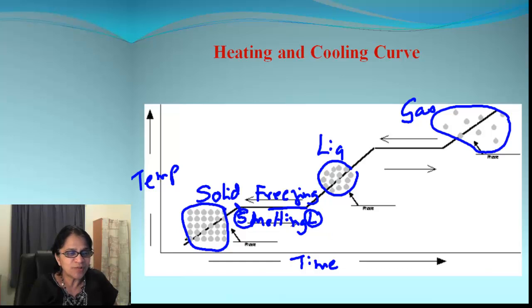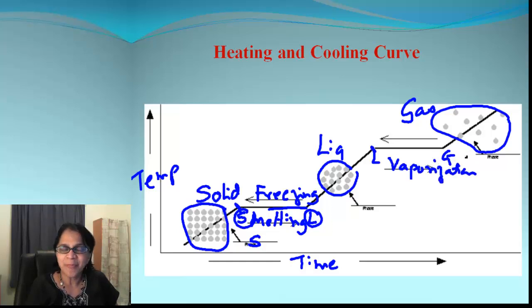This slope represents solid. Let's move on. The liquid gets heated and the temperature slowly rises till we come back to this point, and then the temperature remains constant again. From liquid we go to gas. If liquid goes to gas, we call that vaporization. You got it right. And if it's reversed, from gas to liquid, then it is condensation. So this is the liquid and this is the gas phase.